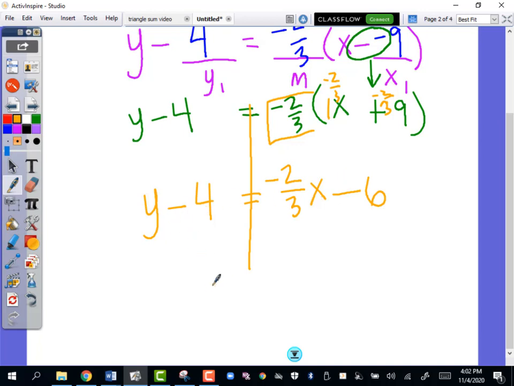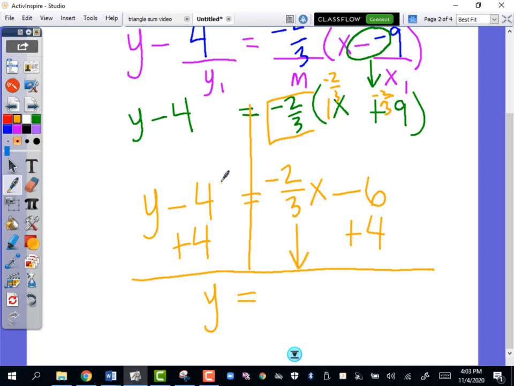All right, and then my goal is to get y alone. So what needs to move? This 4. I need to do the opposite. So instead of -4, I'm going to plus 4. Am I going to plus 4 with the -2/3 or the 6? I'm going to do it with the 6 because they're both regular numbers. They do not have an x. I'm going to drop that down. This 4 cancels. So I get -2/3x. -6 plus 4, you type into Desmos and you get -2. And then this is my answer.